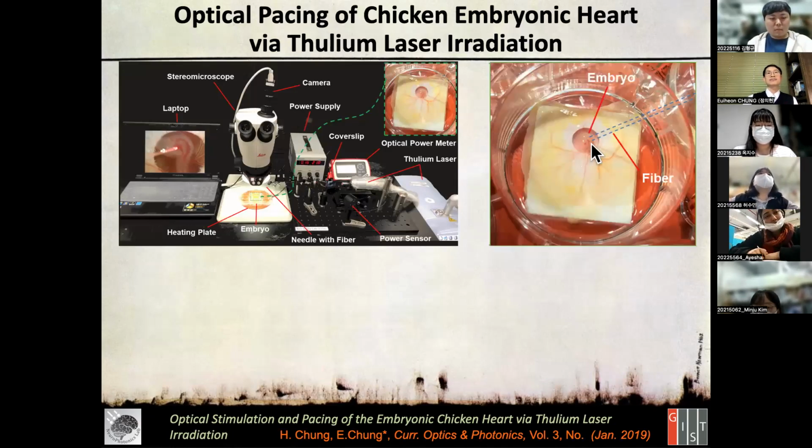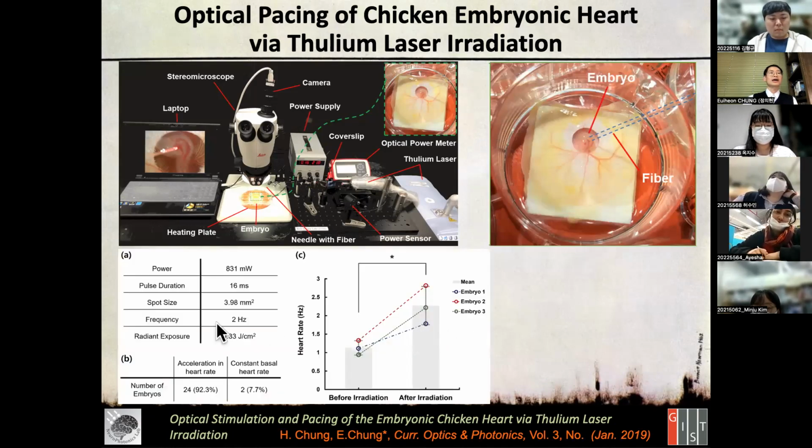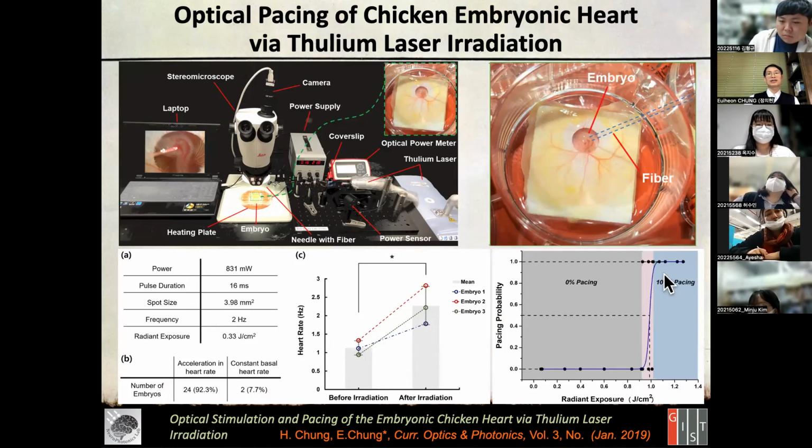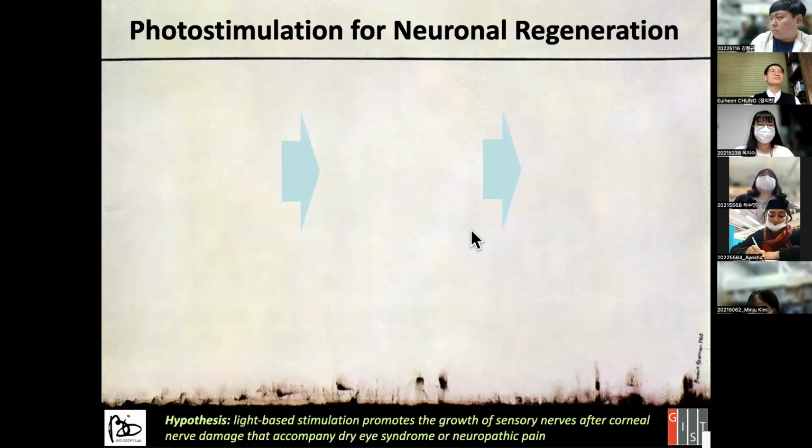And you can have this embryo and optical fiber on top, and you can study with varying power, pulse durations, pulse size, and radiant exposure, so that with this irradiation, you can actually control the heart rate, and you can study this. So this was a quite interesting study. We actually showed optical pacing can be possible with this thulium laser irradiation, which has a wavelength of 1927 nanometers. So this undergraduate student is now a PhD student at Duke University.